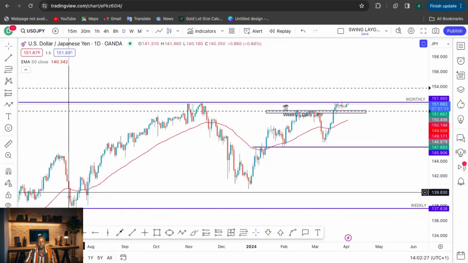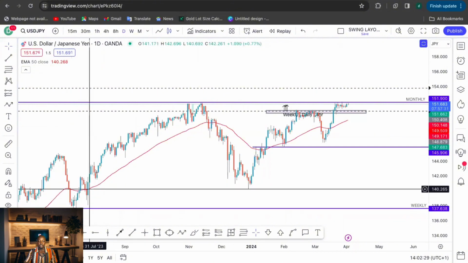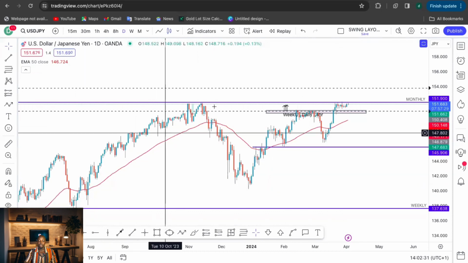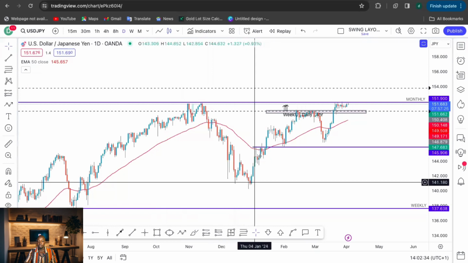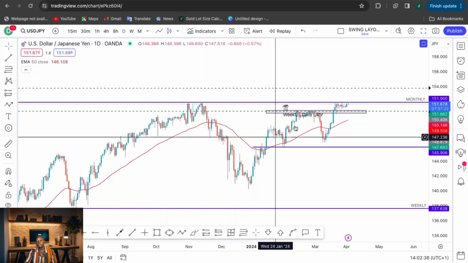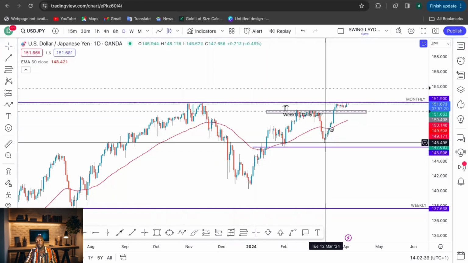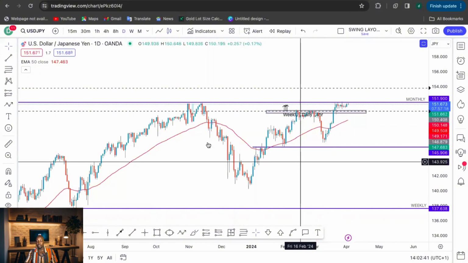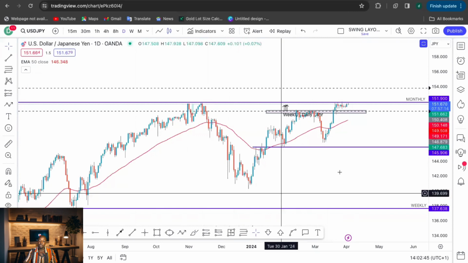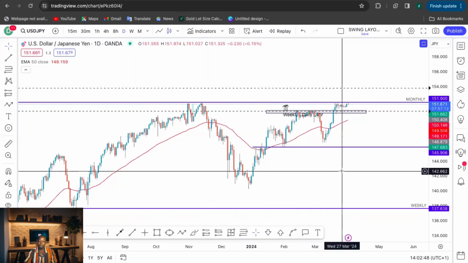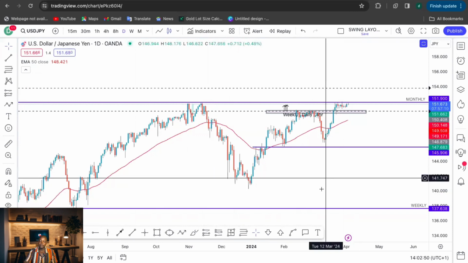The market broke below, came here, broke back above, stayed above: uptrend. It came here, broke below, stayed below: downtrend. It came here, broke above, stayed above: uptrend. Spiked below, came back, broke back above: uptrend. So I just use this as a filter to give me confluence when I'm making my analysis.